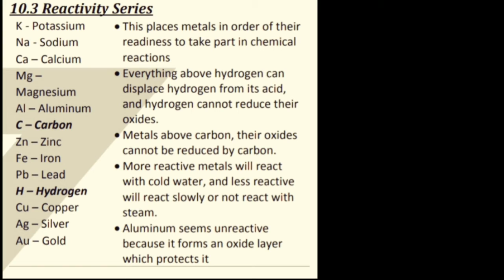Silver, gold, platinum. These metals are obtained in the pure form in nature. That's why these metals are called native elements, native metals. Look here, this is the arrangement of metals according to their reactivity.